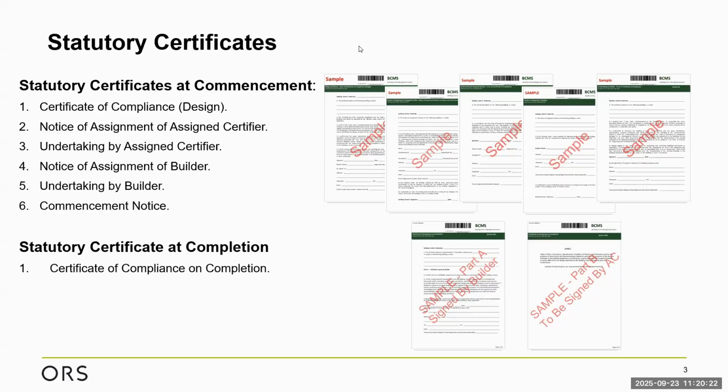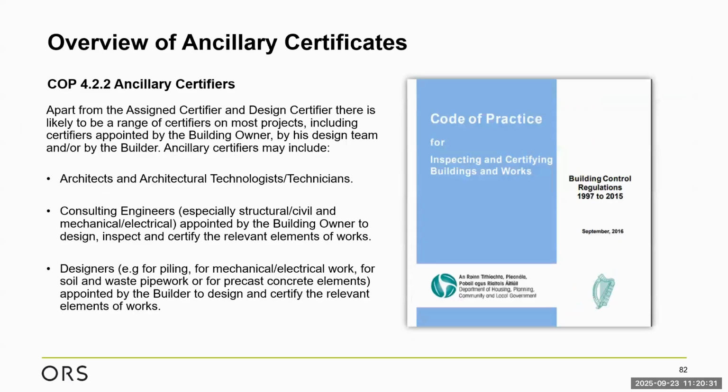Just looking then at the code of practice, this is covered in section 4.2.2. Apart from the assigned certifier and the design certifier, there is likely to be a range of certifiers on most projects, including certifiers appointed by the building owner, by the design team, and/or by the builder. Auxiliary certificates may include, some obvious ones here, the architect or architectural technologists or technicians, consultant engineers, looking here at civil, structural, mechanical, electrical, generally appointed by the building owner to design, inspect, and certify the relevant elements of works. We can have specialist designers.